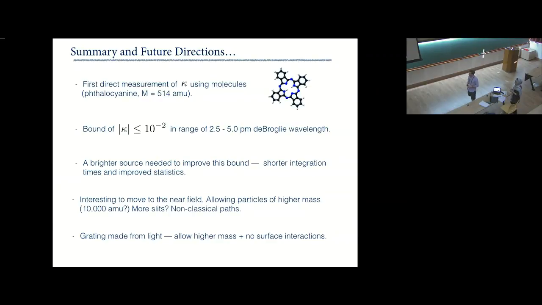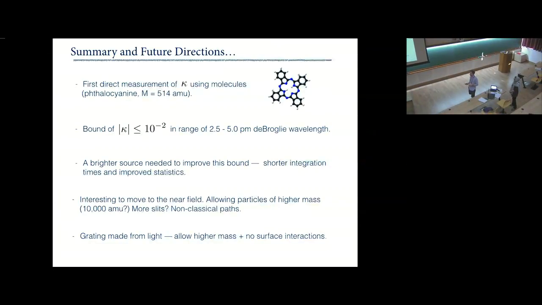So what next for this kind of experiment? It would be interesting to move to the near field, where I think the one loop corrections to the intensity pattern should be larger. It would also be interesting to move to particles of higher mass, which have a larger gravitational path. As Marcus mentioned this morning, the mass record for any of our interferometers is about 2,000. Likewise, moving to a near field interferometer would allow us to use more slits, where the flux is higher and the noise should be lower.